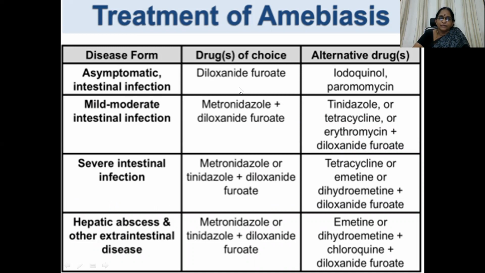Luminal amebicides: gloxonide furoate is used. Alternative drugs are other luminal amebicides like adoquinol and paromomycin. Then for mild to moderate intestinal infection, metronidazole, which is a tissue amebicide, is used along with the luminal amebicide, gloxonide furoate.